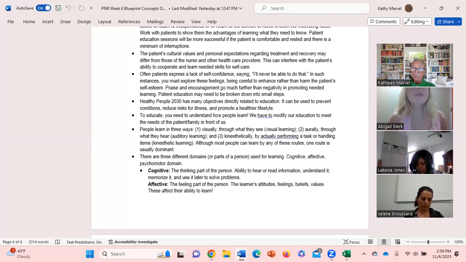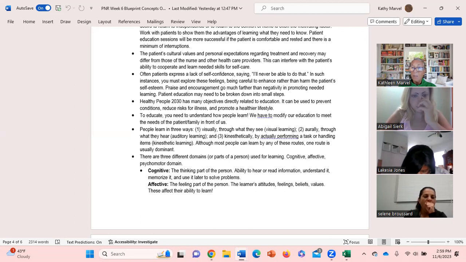What's cognitive? The way a person thinks. That's the thinking part. So it's your ability to read information, to understand it, maybe to memorize it, and use it to solve problems. That's the cognitive domain.